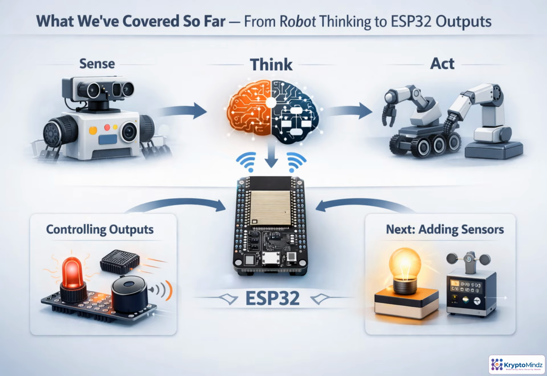We've already built the big picture. Robots take in information, process it, and then act. The ESP32 is the controller that handles that thinking and sends signals to real components. Now we shift from understanding to building. You'll make outputs respond with LEDs and a buzzer before we add sensors in the next projects.